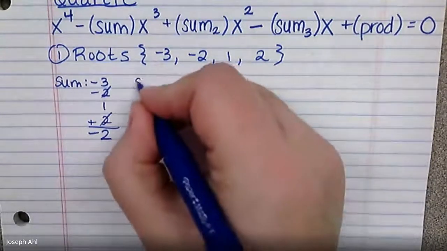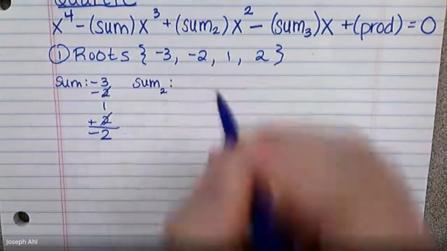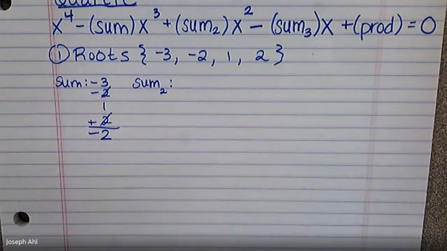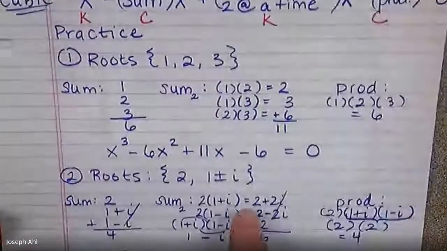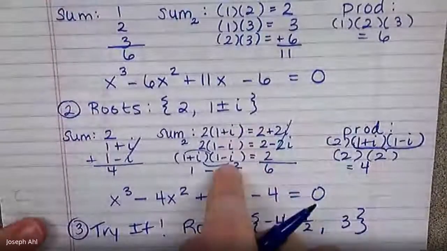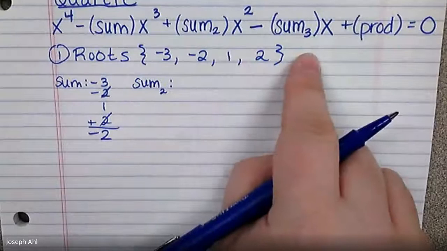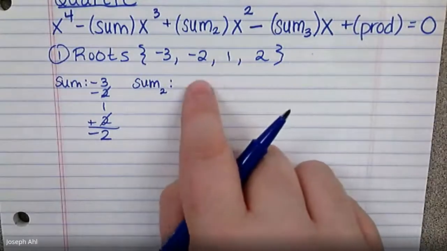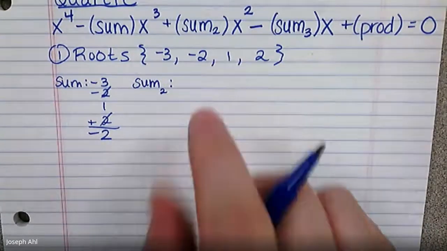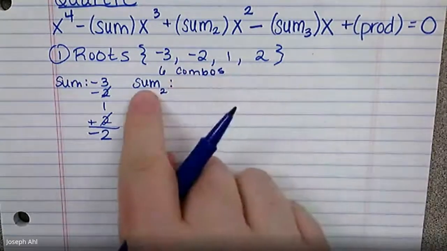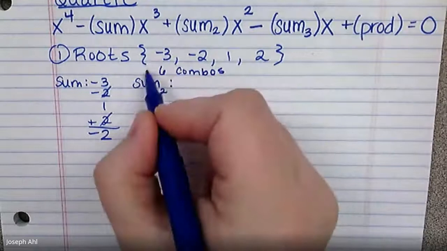Okay. For the sum of the roots 2 at a time, if you have a cubic polynomial, 3 roots, there will only ever be 3 combinations for the sum 2 at a time, right? There was 3 possibilities here, 3 possibilities here. But if you have 4 roots total, there's going to be a few more. There's actually 6 combinations. So you might want to make a note of that here. For a 4th degree, the sum 2 at a time has 6 combos.